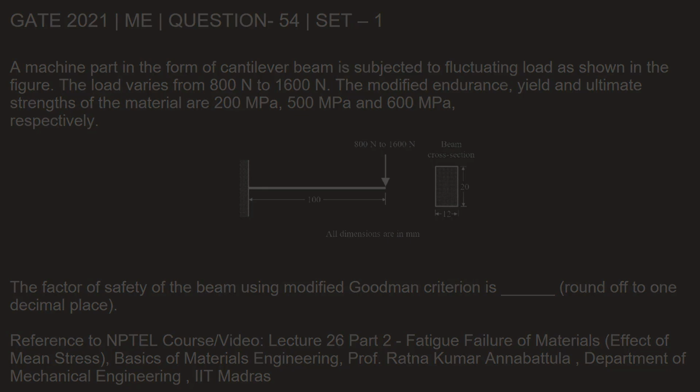Let's find out. As per Goodman's criteria, we have the mean stress sigma m by the ultimate strength SU plus the amplitude of stress sigma A by the endurance strength SE should be less than or equal to 1 by n. This is the safety condition or the limiting condition, where n is the factor of safety. Knowing these values sigma m, sigma A, SU and SE, we can find out the factor of safety.